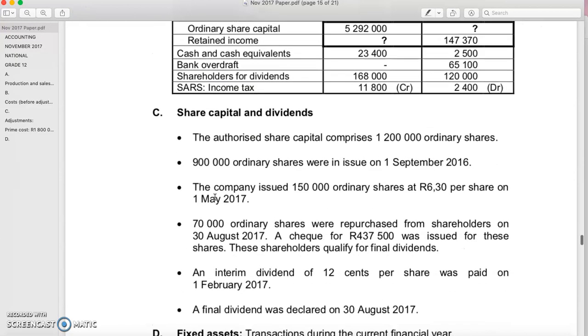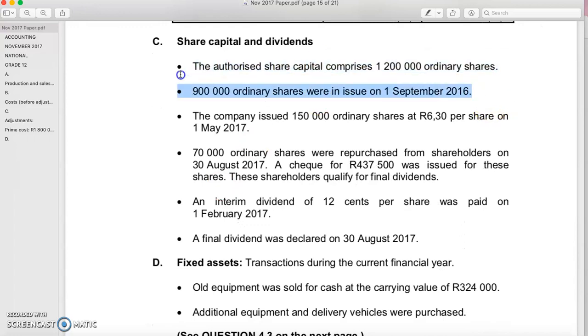Our information tells us, this is already in our answer book for us, that the company issued 150,000 ordinary shares at 6 Rand 30 per share on the 1st of May 2017. I have seen examples where they give you the details of an issue, but the date is after the financial year. So double check, is this before the year end? Yes, it is. So that's okay.